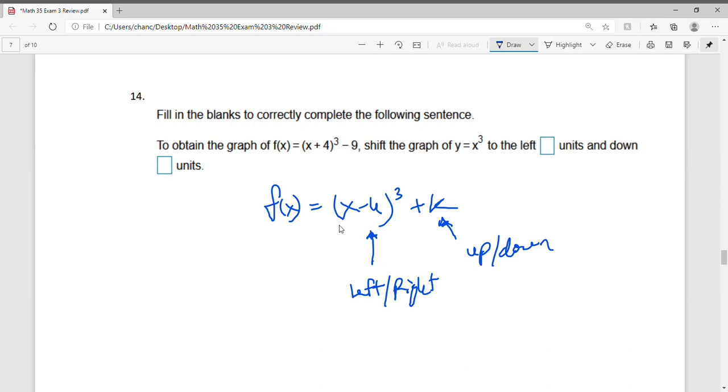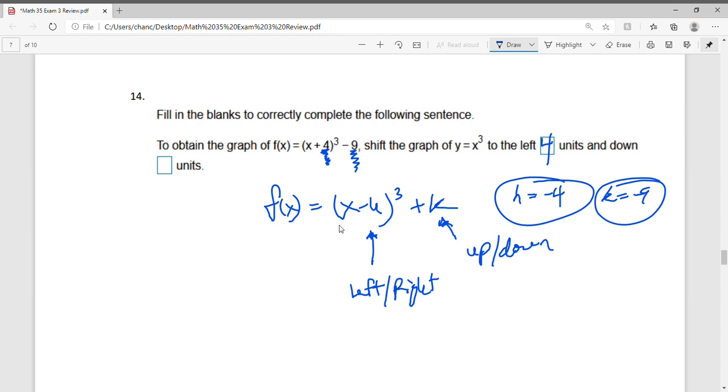Notice in the equation we have h is -4, so we're going to shift the graph 4 units to the left. h is equal to -4, and k is equal to -9. That's going to cause our graph to shift down 9 units. So be very careful. h is the opposite of what you think, but for k, what you see is what you get. This graph is going to be shifted to the left 4 units, and it's going to be shifted down 9 units.